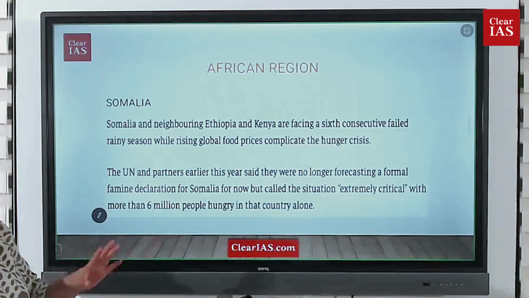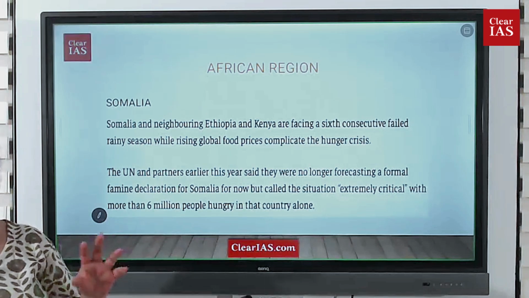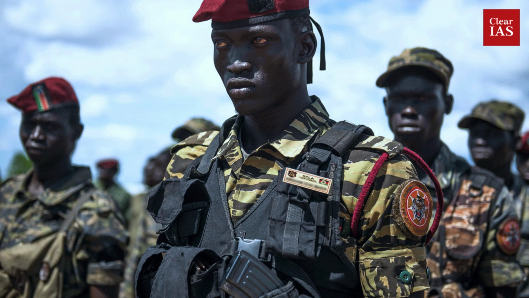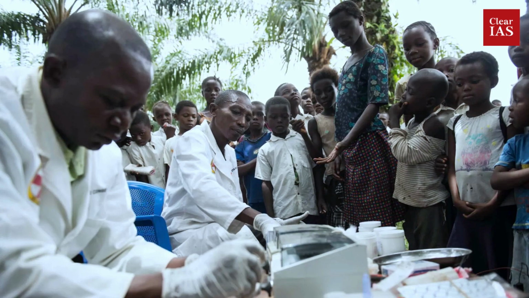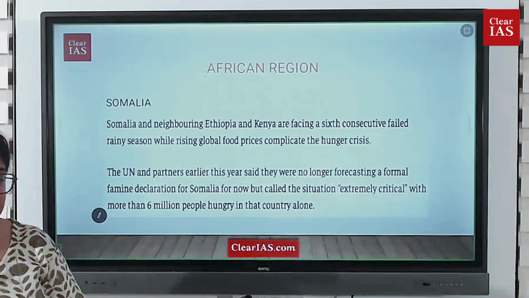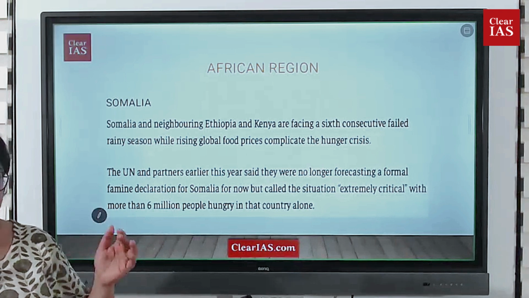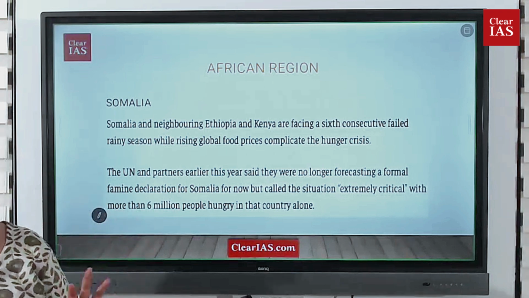We'll be seeing the African region. Most of the issues are happening in the African region, especially civil war, all the diseases, outbreaks, everything. There is earthquake, there is flash flood, all sorts of disasters are happening in the African region. So we'll see the African countries one by one where all the problems are happening.